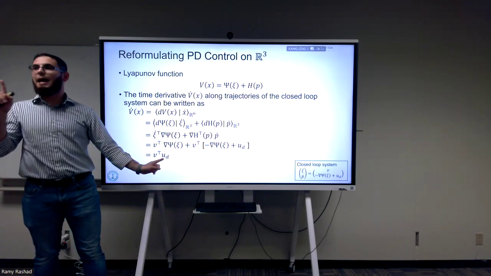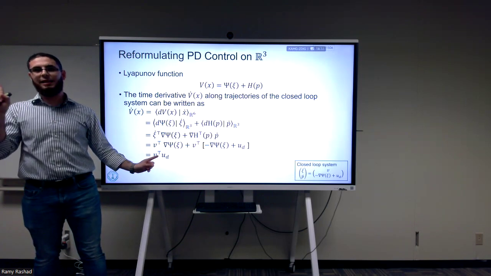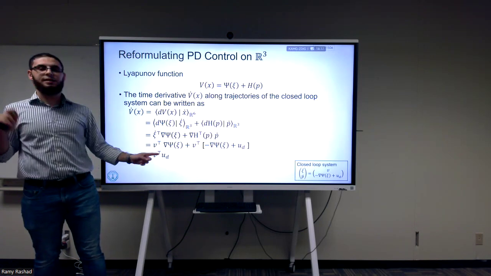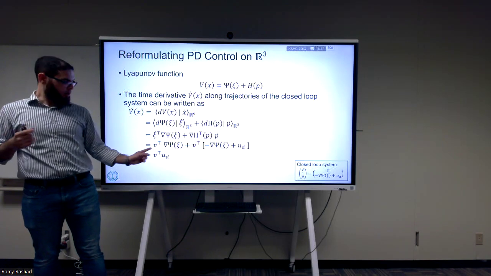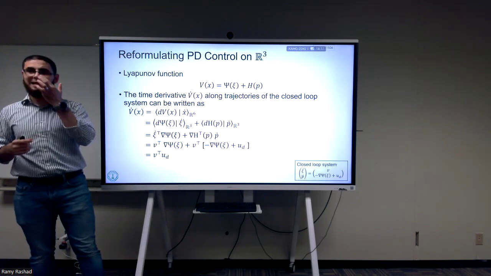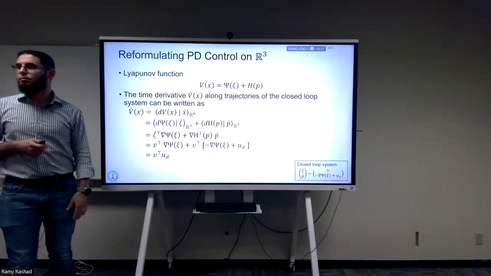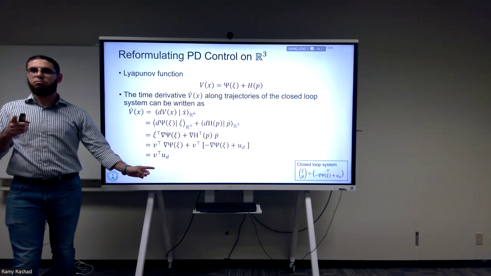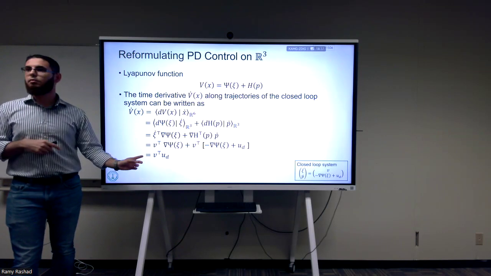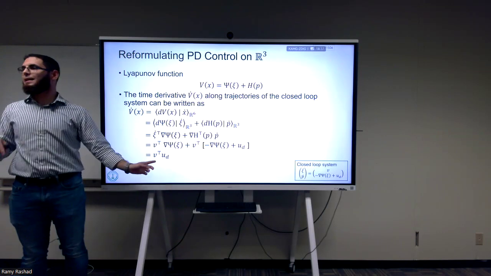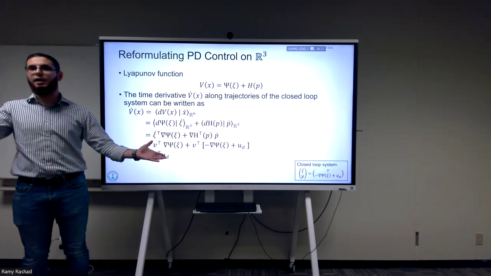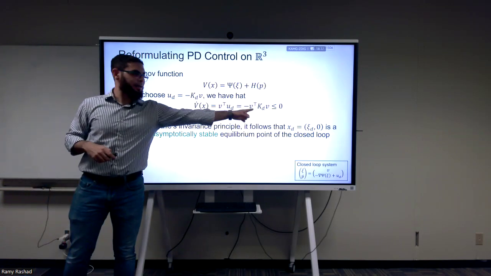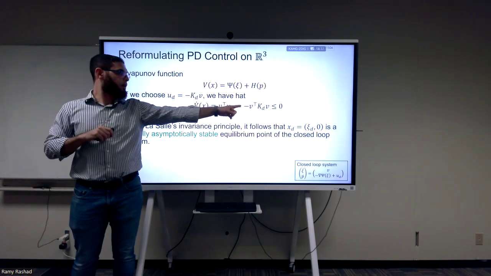UD was the derivative term. We haven't chosen it yet, so we left it open. We haven't chosen the UD yet. Does anyone have any guess of UD to make V dot less than 0? Minus kv. If you choose UD to be equal to minus kv for any positive definite k, what happens? You're going to get negative semi-definiteness.